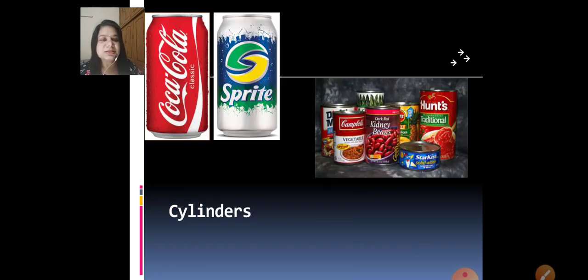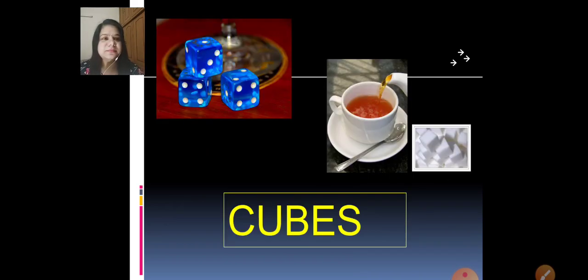Now next, oh wow, Coca-Cola can, Sprite can, cold drink can. Have you ever wondered what shape this is? This is also a 3D solid. So which shape is this? These are cylinders. These all are the shapes of a cylinder. These are right circular cylinders.